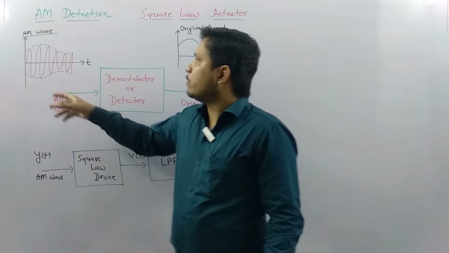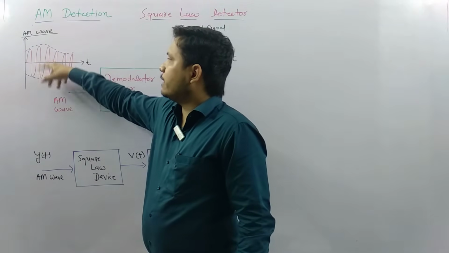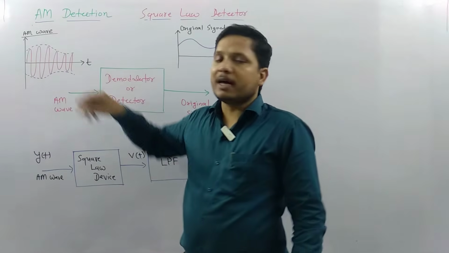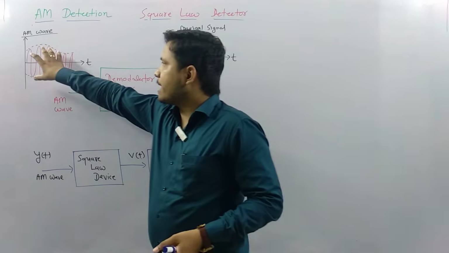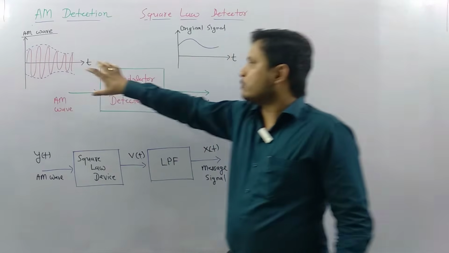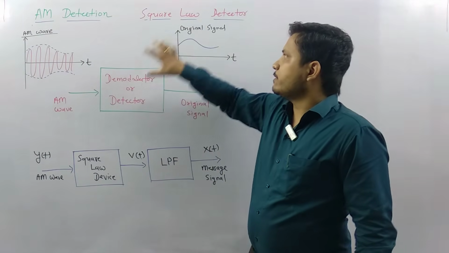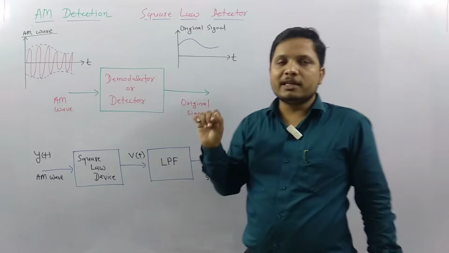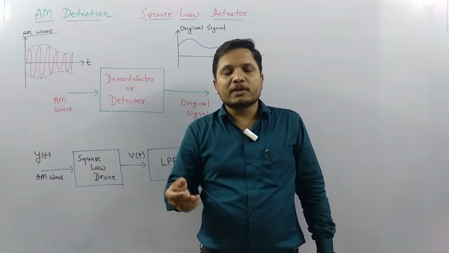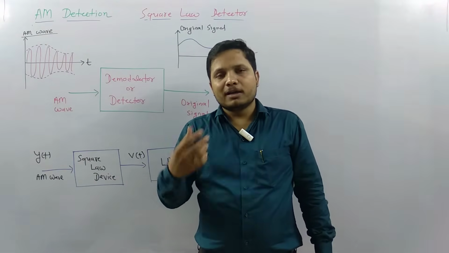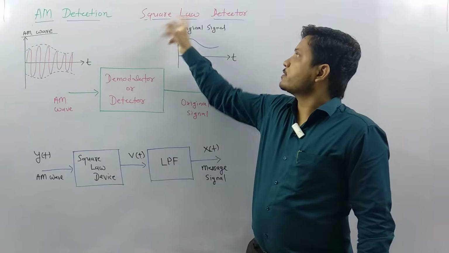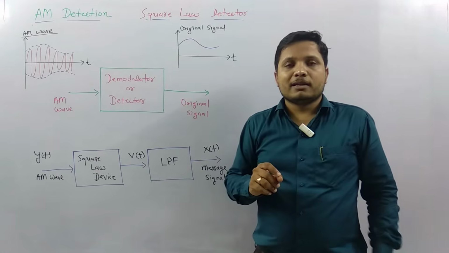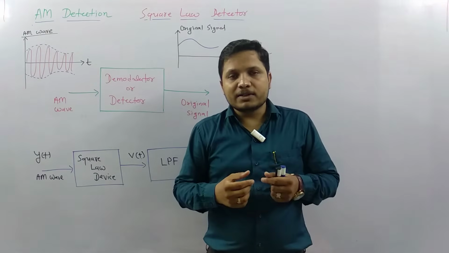So here we have AM wave, and how to generate that AM wave and how AM wave is there, that is what we have already seen. So this type of AM wave, that is what we are passing through that detector, and we will be extracting original information. So that is the process of demodulation or detection process, and that is what we are going to do by using Square Law Detector. Now see how this circuit functions.